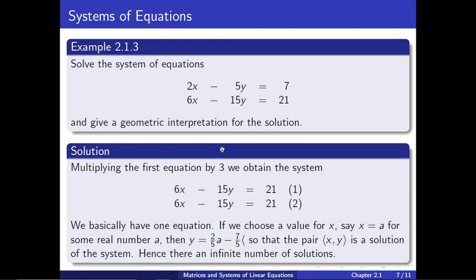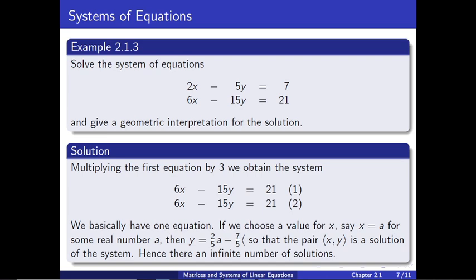If we multiply the first equation by 3, we are going to have 6x minus 15y is equal to 21 as equation 1, and then the second equation is 6x minus 15y is equal to 21. So if you look at it, you'll see that we basically have one equation, and we have two unknowns.